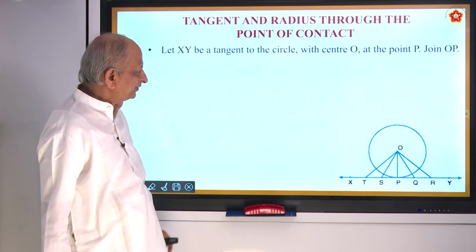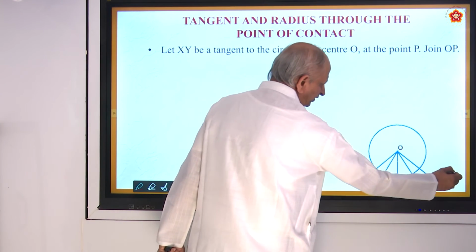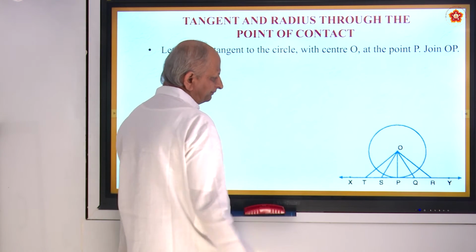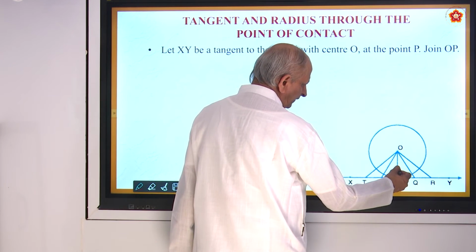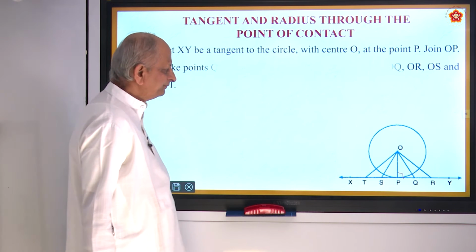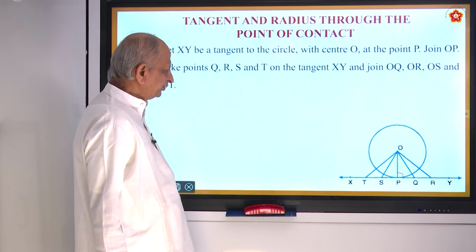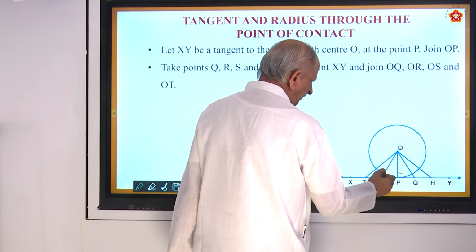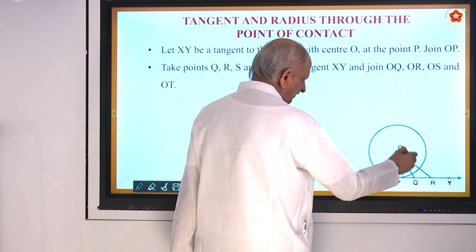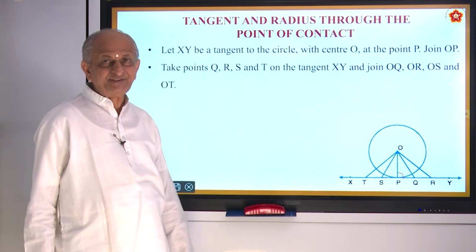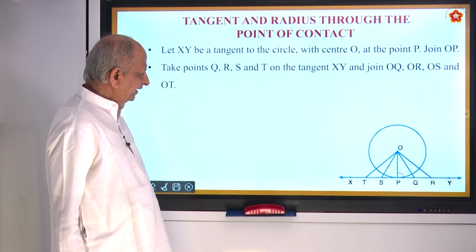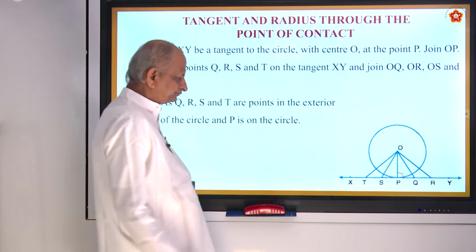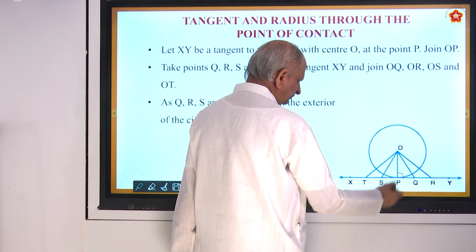And one more interesting point: let XY be a tangent to a circle with center O at the point P. Now if you join O and P, take points Q, R, S, T. Q is here, R is here, S is here, T is here. These are all different distances. This is the shortest distance. We find that OP is the shortest distance.